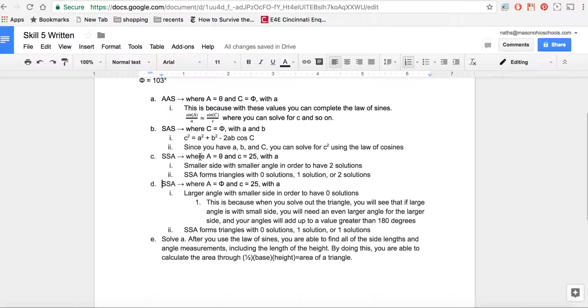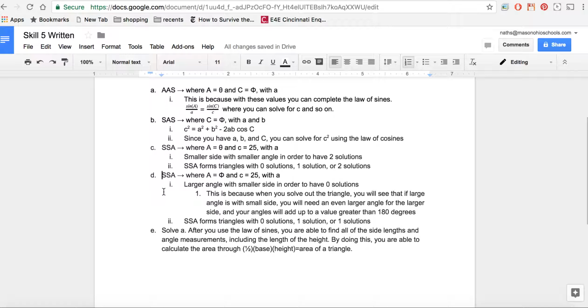Now for this, what I did was I chose a side-side angle for actually the next 2 because a side-side angle triangle has either 0, 1, or 2 solutions, and the next 2 are referring to this. So for C, for 2 solutions, I put the smaller side with a smaller angle in order to have 2 solutions, because if you have a smaller side with a smaller angle, then once you create the larger side with the larger angle, you're able to have that and have the angles add up to 180 degrees.